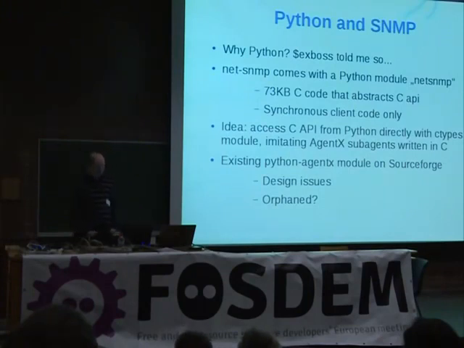So basically, the idea is we just take the C API and we access it from Python with ctypes, imitating AgentX subagents written in C. I'm not the first one to have had that idea. There's a module on SourceForge called Python AgentX, but it had some design issues and it looked rather orphaned to me. I did some patches initially, but after seeing them not being considered for weeks and months, I just thought, well, dump the whole thing and rewrite it myself, so I understand it. Which is, of course, an attitude which is well known among developers. Just do it yourself.